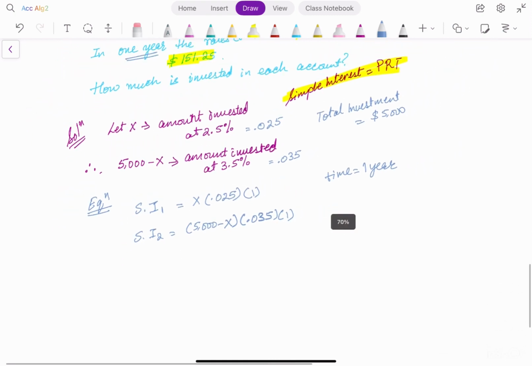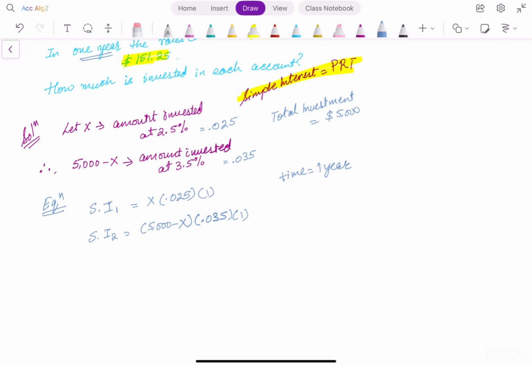Now with these two simple interests, if these two simple interests are added together, that should be equal to 151.25 because that is the total amount you have earned. So simple interest 1 plus simple interest 2 is equal to 151.25.